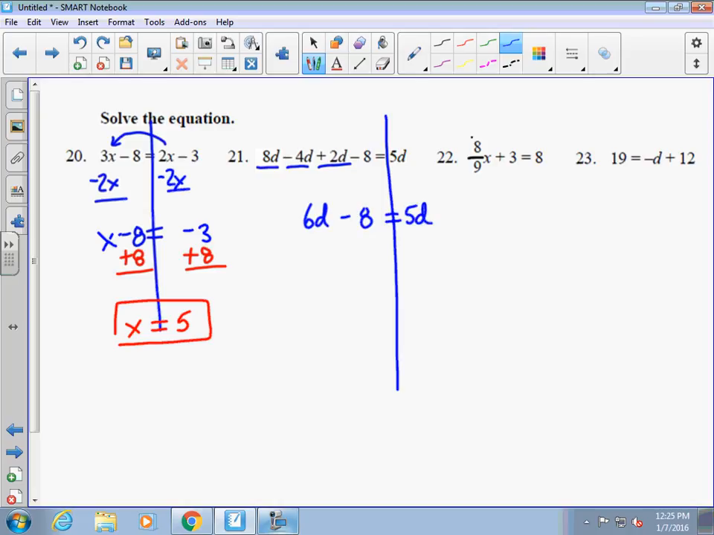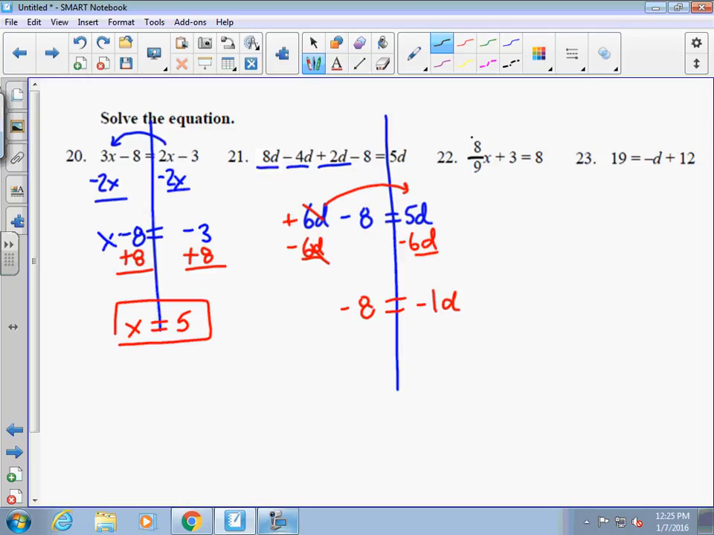Again, typically we would bring our smaller 5d over to our larger 6d, but since there's a negative 8 over there with it, we would have to move that as well. So instead of doing that, we can bring 6d this way. It's positive. So undo that by subtracting 6d. If you do it there, do it here. 5d minus 6d is negative 1d. So negative 1d, these cancel, is equal to negative 8.